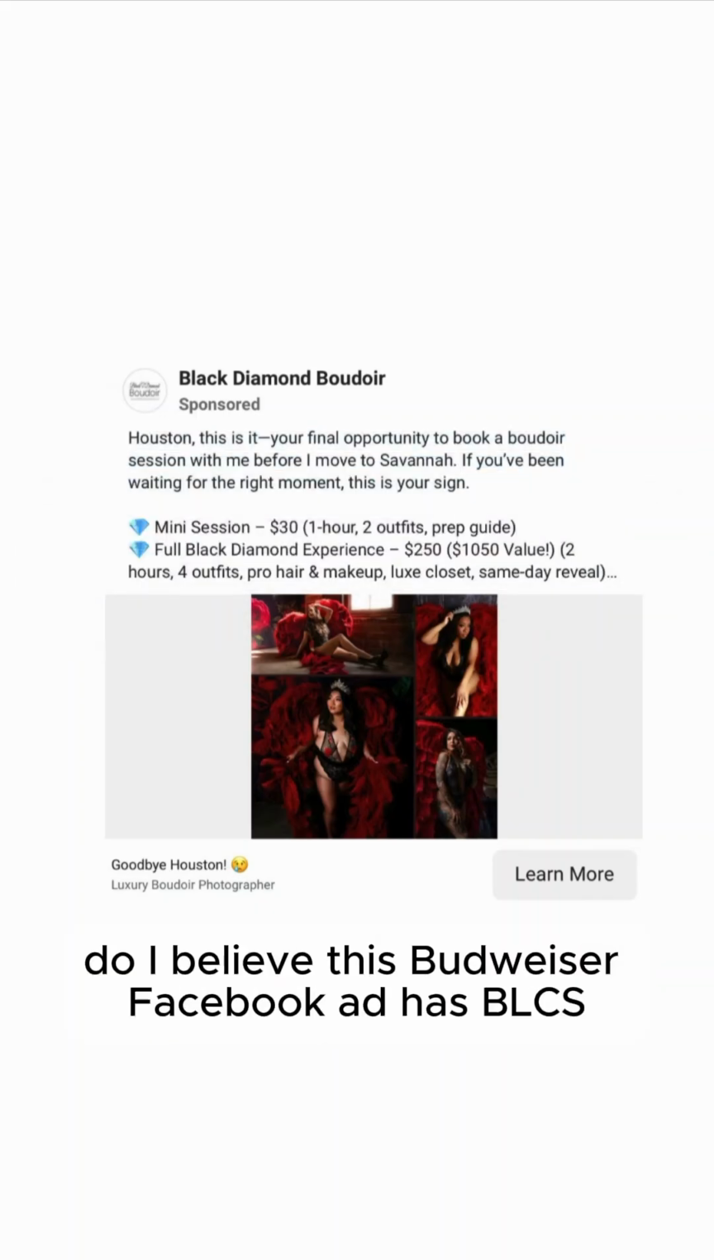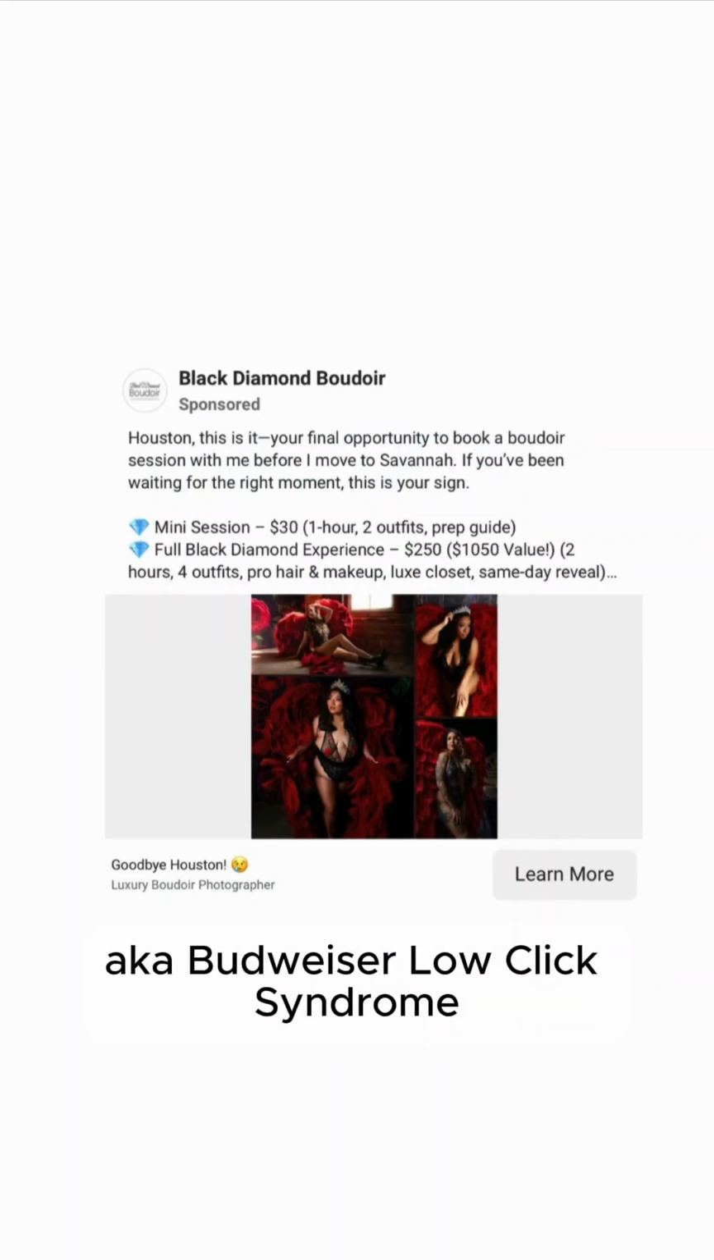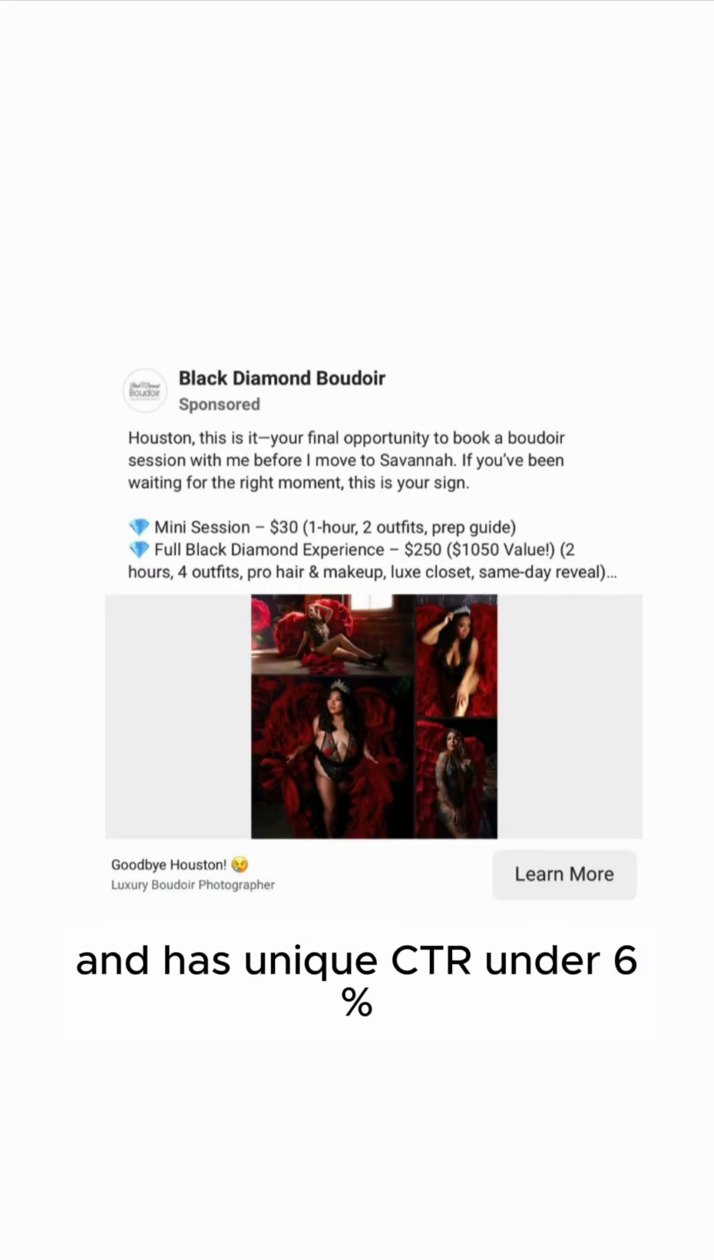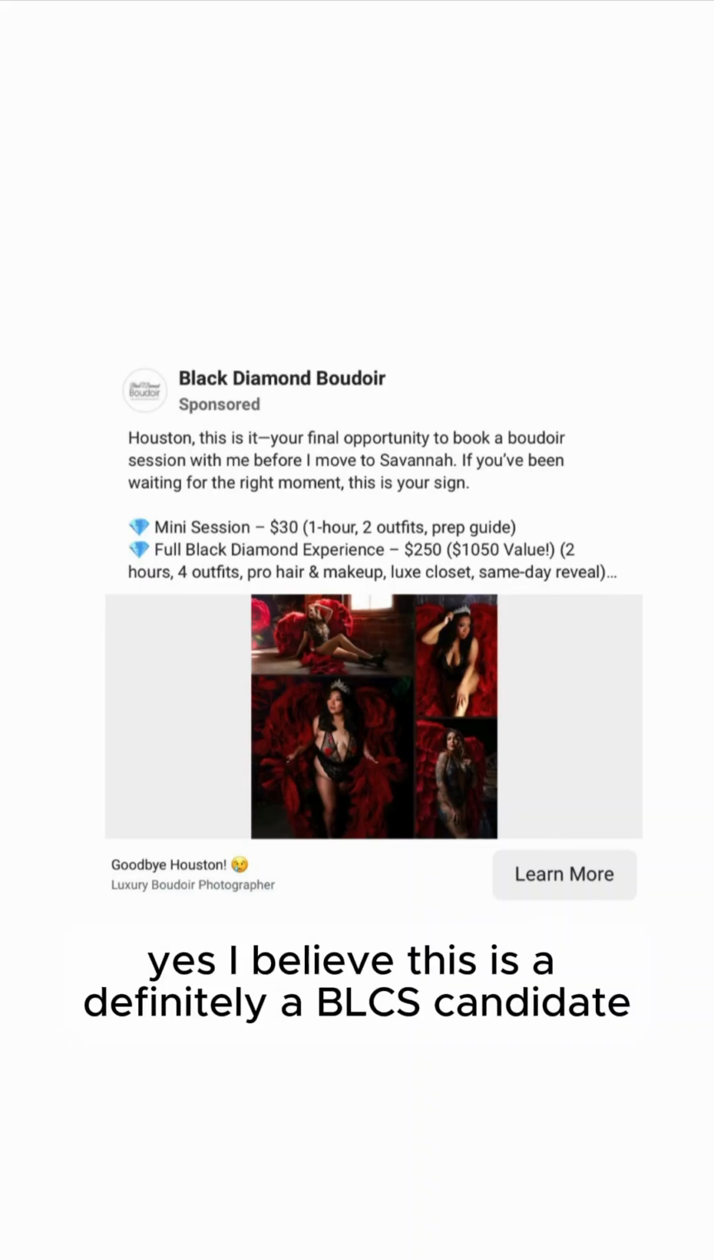All right, so overall, do I believe this Boudoir Facebook ad has BLCS, aka Boudoir low click syndrome, and has unique CTRL under 6%? Yes, I believe this is definitely a BLCS candidate.